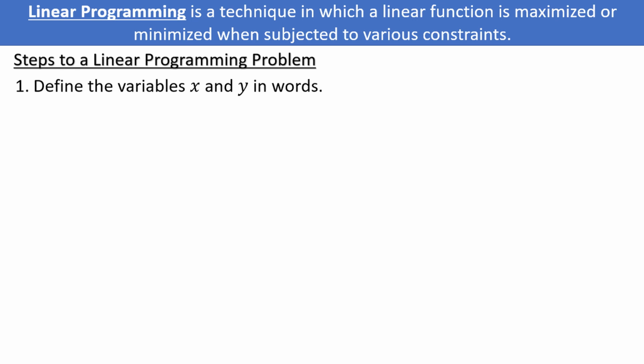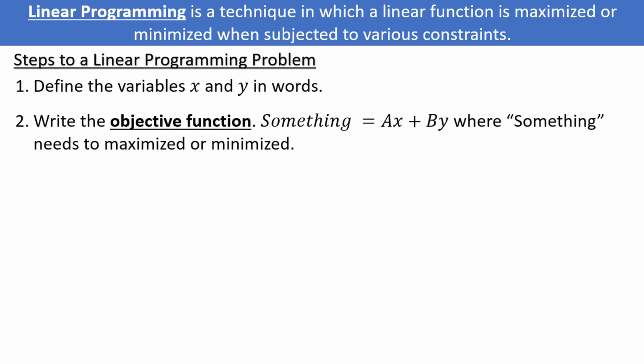Step 2 is to write what is called the objective function. This is the equation for what you want to maximize or minimize, and will always, at least for our purposes, take on the form something is equal to ax plus by. The something is whatever you are maximizing or minimizing. So if you are maximizing profit, you write profit is equal to ax plus by, and fill in the values for a and b from your problem.